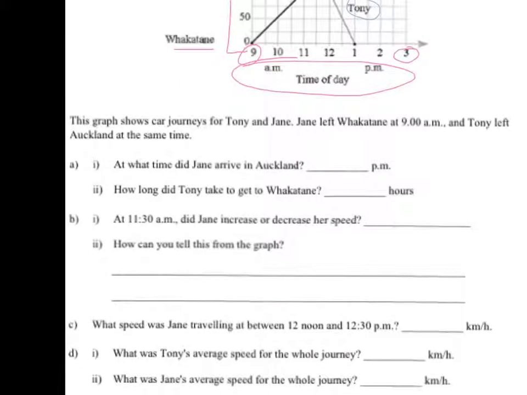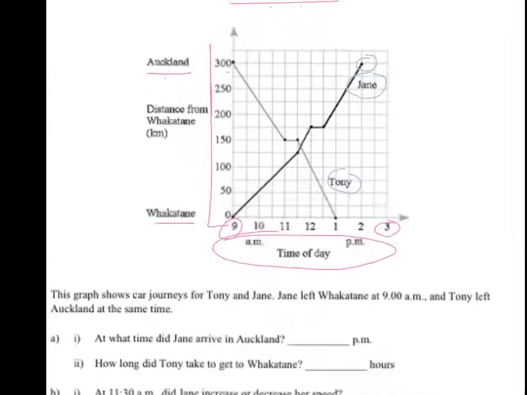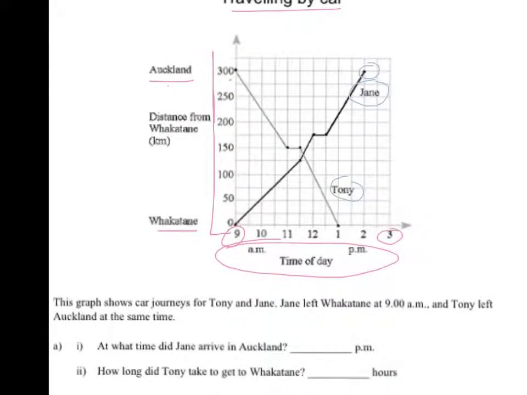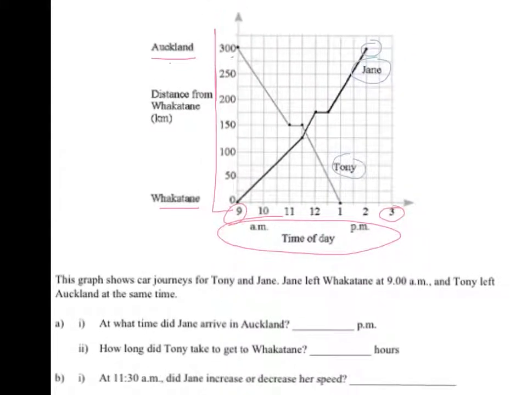Next question: at 11:30 did Jane increase or decrease her speed? With this one we have to look at Jane's line, and the time was 11:30, so let's use our axis. Here's 11, so the halfway line there must be 11:30. If I go to Jane's line, you'll see that this is fairly straight, and then at 11:30 it changes angle and it goes up at a steeper gradient.